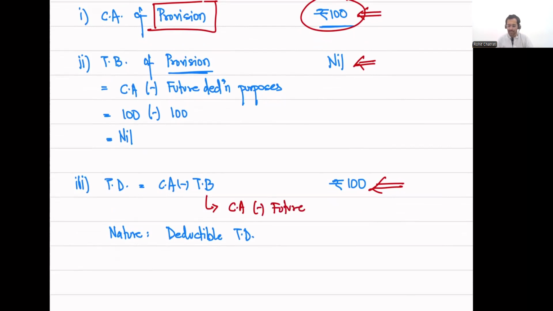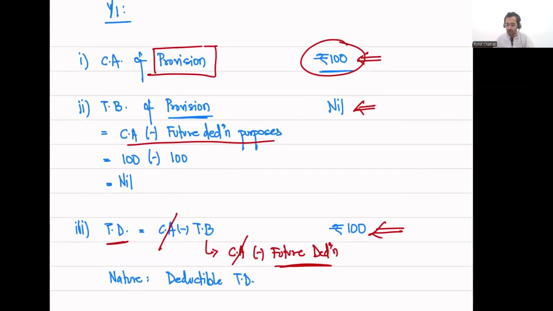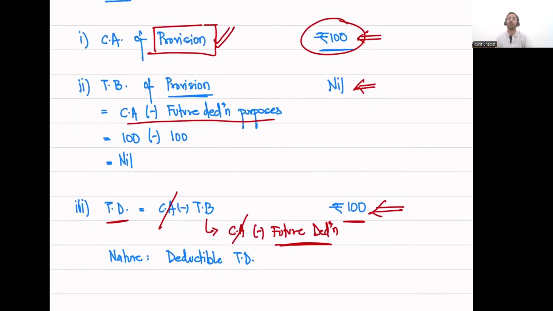All right, this tax base was calculated as carrying amount minus future deduction. So if you look at it, this carrying amount and this carrying amount are getting nullified, and therefore the temporary difference represents future deduction. For a liability account, the temporary difference usually represents the amount that is going to be allowed as a deduction in future.